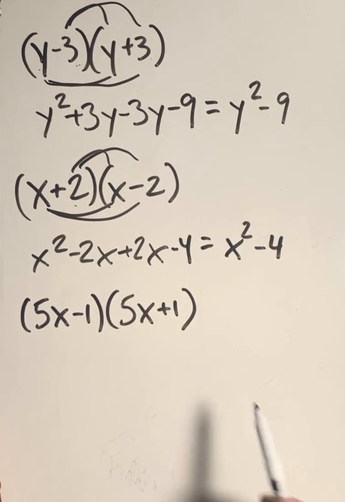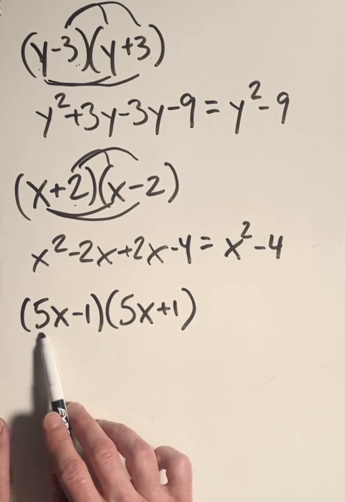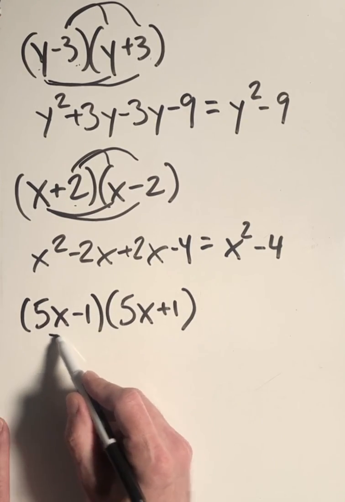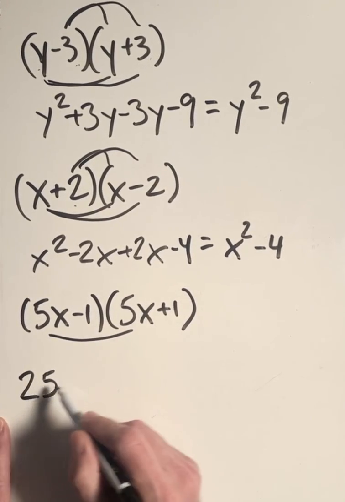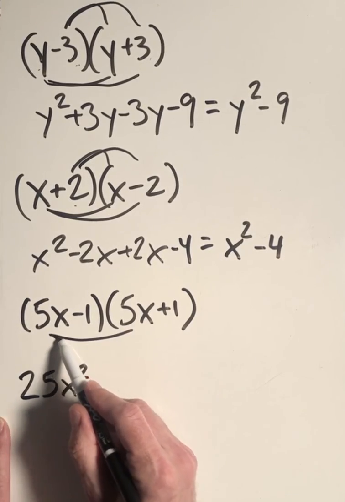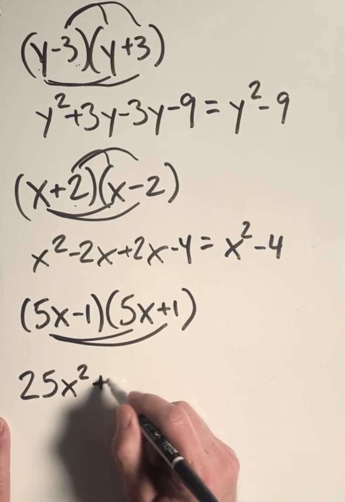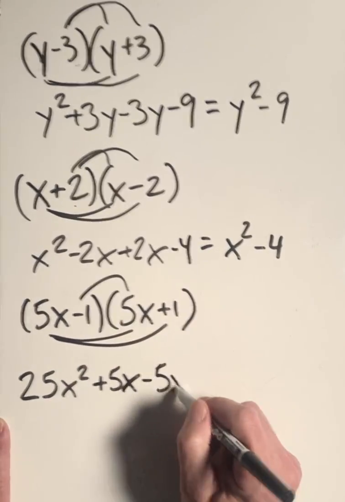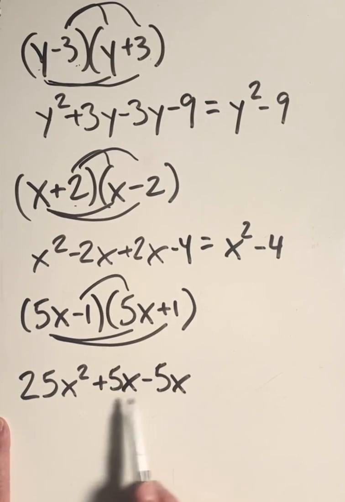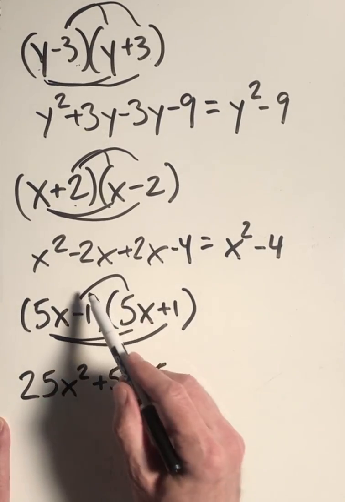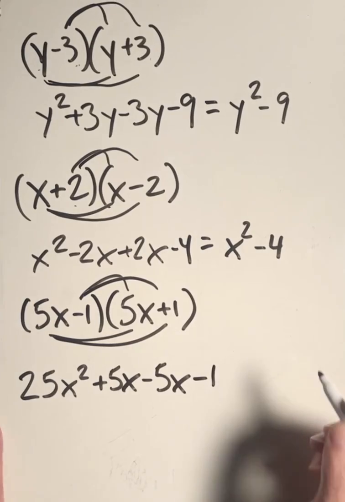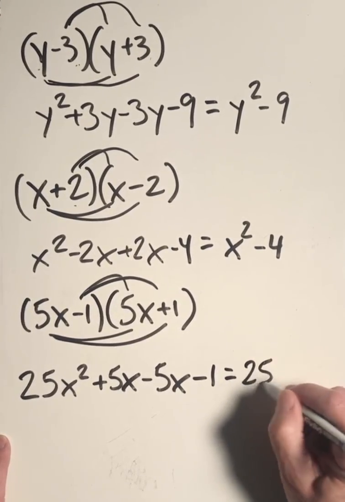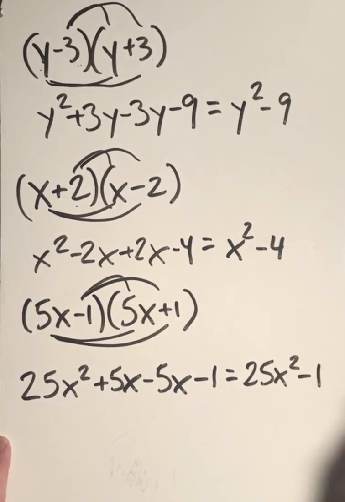We'll look at the same thing here. Again, this is a sum and difference pattern because the two terms are identical in each binomial with the exception of the signs. 5x times 5x would be 25x squared. 5x times positive 1 would be plus 5x. Negative 1 times 5x is negative 5x. Again, because of the structure, the middle two terms will cancel each other out. Negative 1 times positive 1 is negative 1. Once we combine the like terms, we will have 25x squared minus 1.